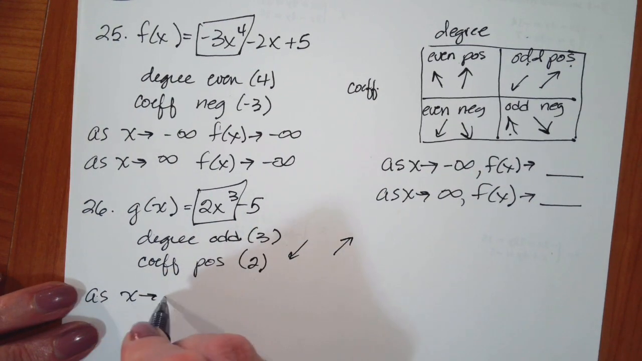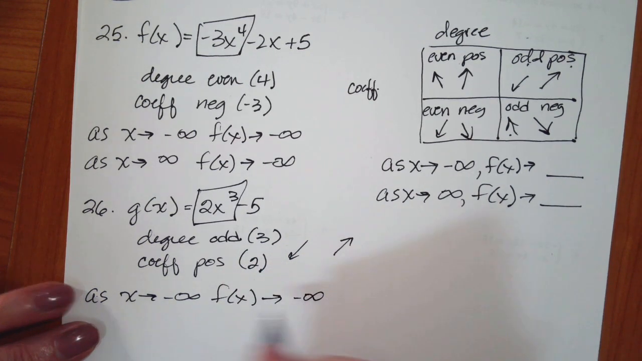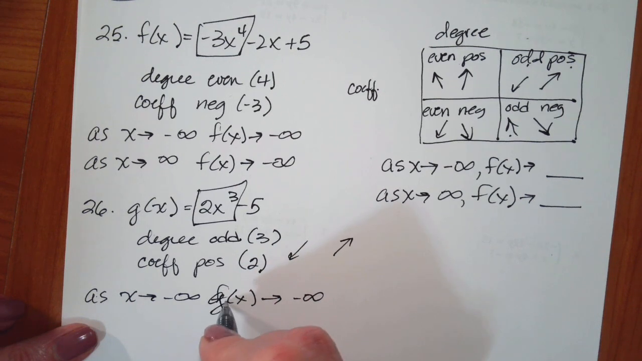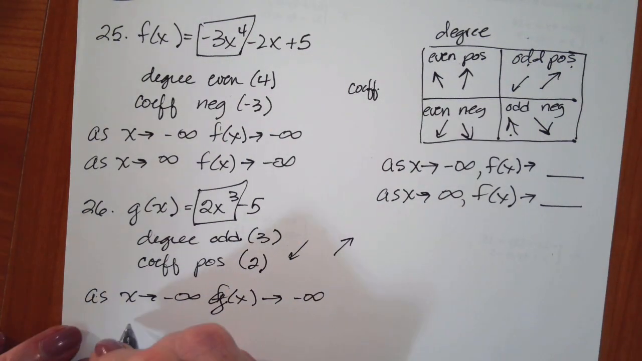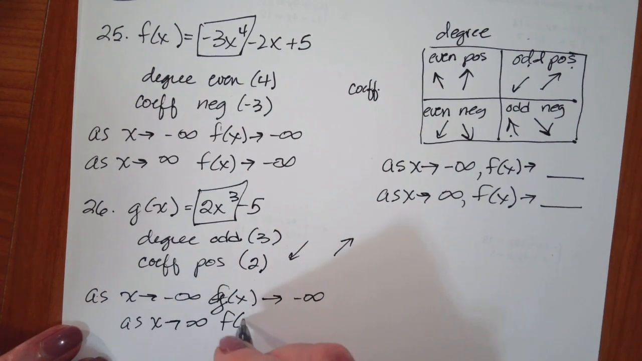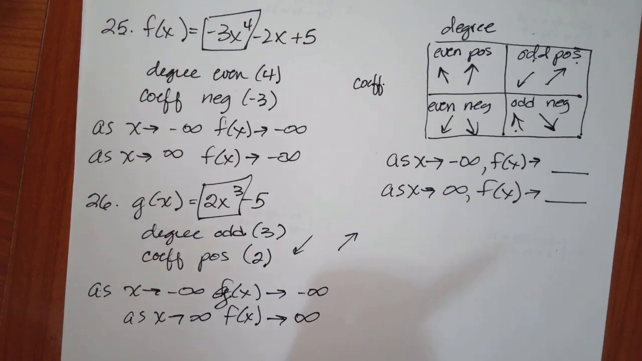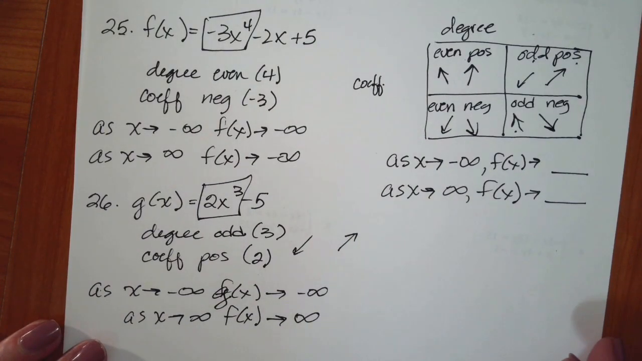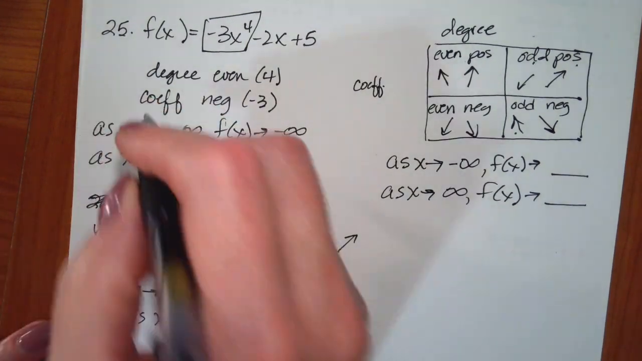So as x approaches negative infinity, f of x also approaches negative infinity. Oops, and this is g. I bet I did that on the key too. I'll have to fix that. As x approaches positive infinity, f of x approaches infinity. Oh, and that's not 26, it's 25b. This is A.